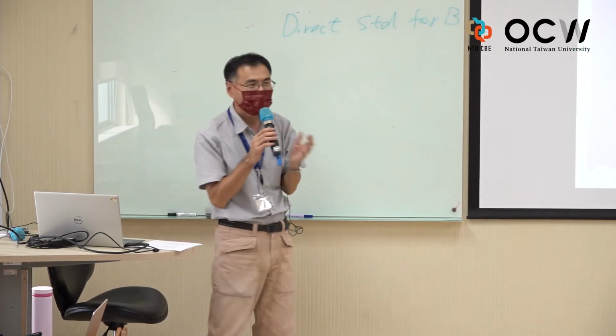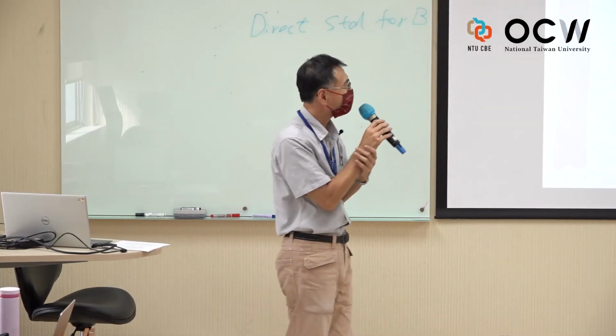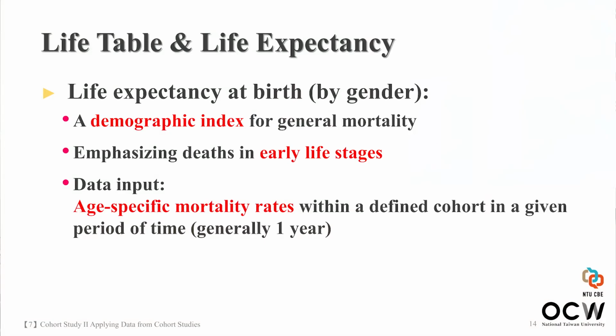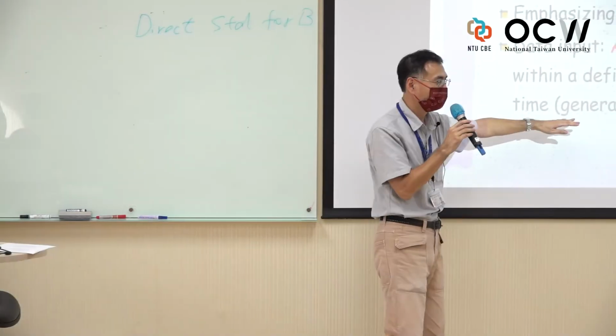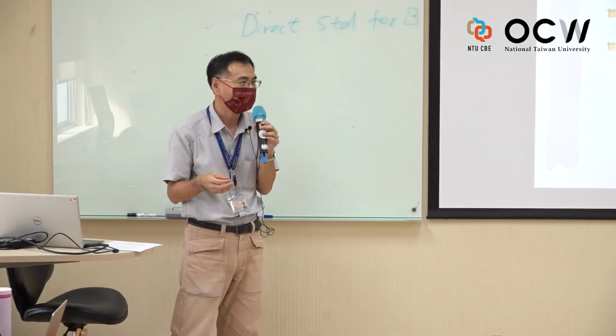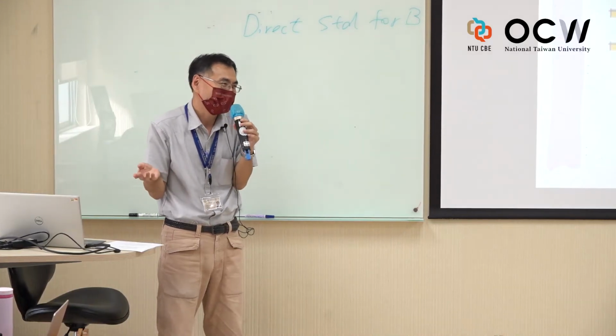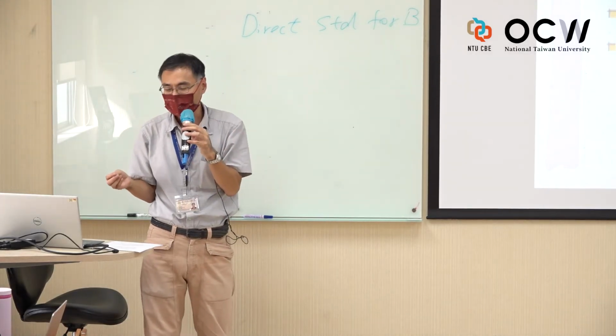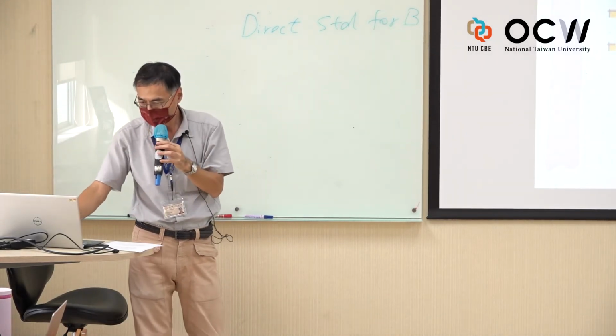Okay, and the data we need to do the calculation of life expectancy at birth are just simply age-specific mortality rates within the defined cohort observed for a certain period of time, and generally it's 1 year, at least 1 year actually. If you just follow up a group of people for 10 days, then maybe it's very hard to do any calculation for life expectancy. So maybe 1 year is a minimum.